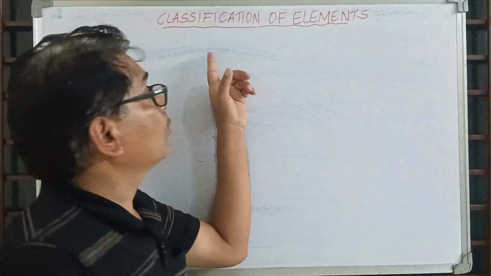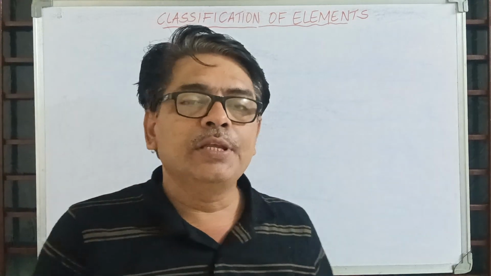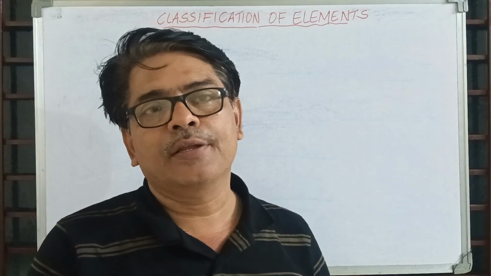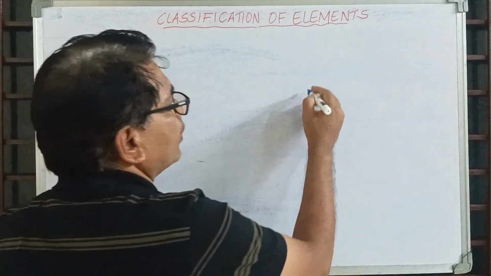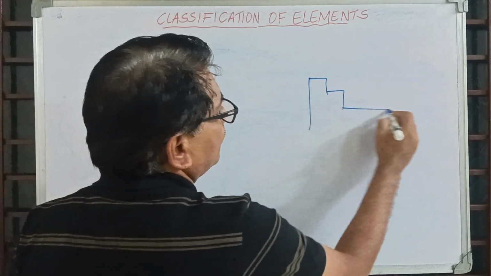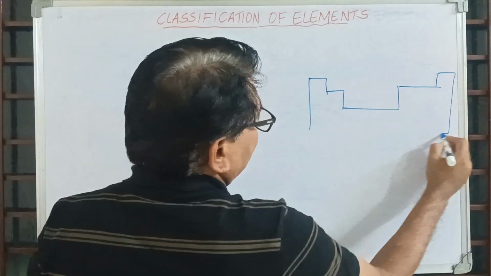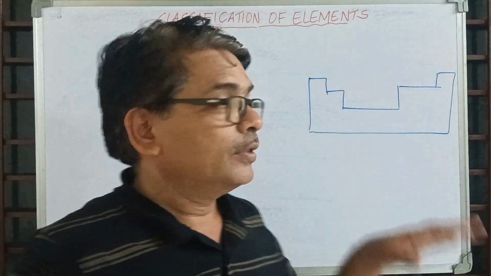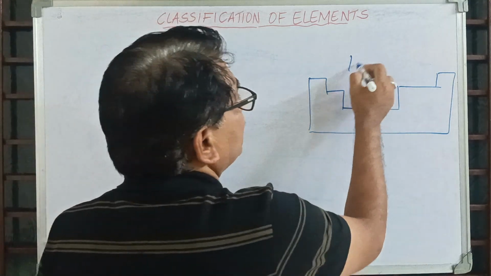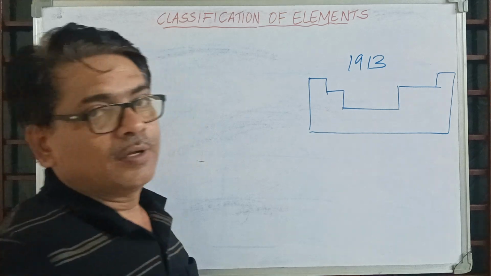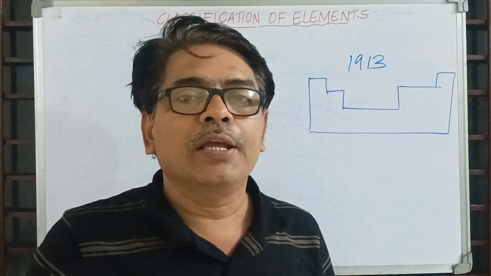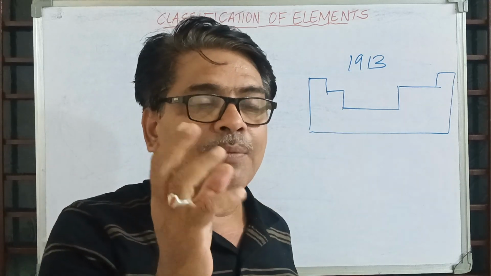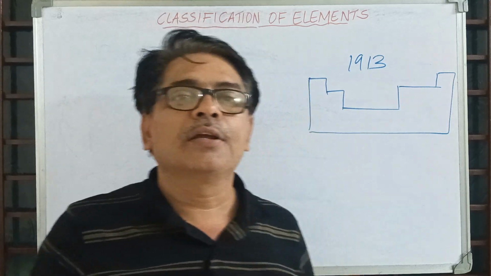Today our topic is about classification of elements. This classification of elements started in the year 1817. Today we have a long form of periodic table, the modern periodic table. This table is from 1913, and it was designed by Moseley. But I am speaking about 1817, where the birth of classification started.